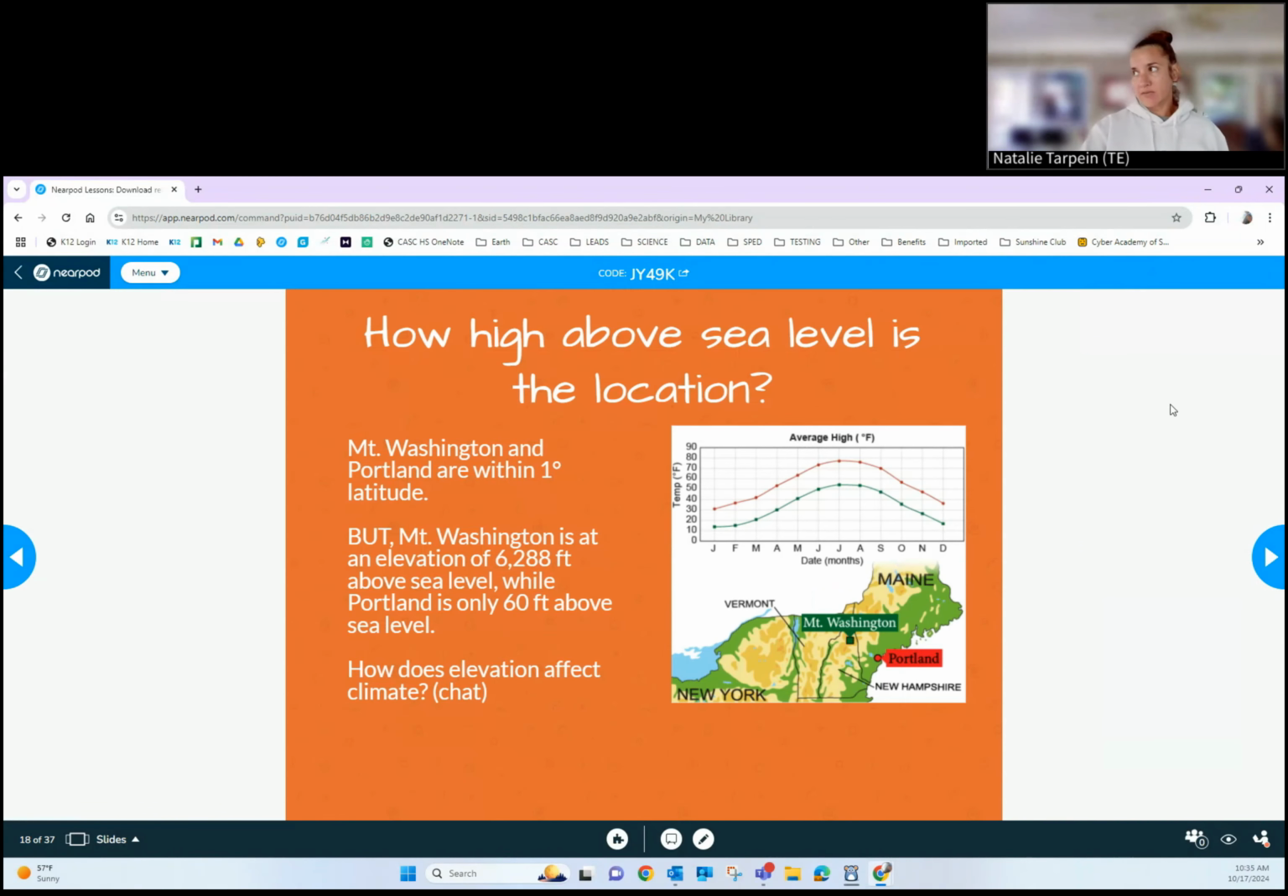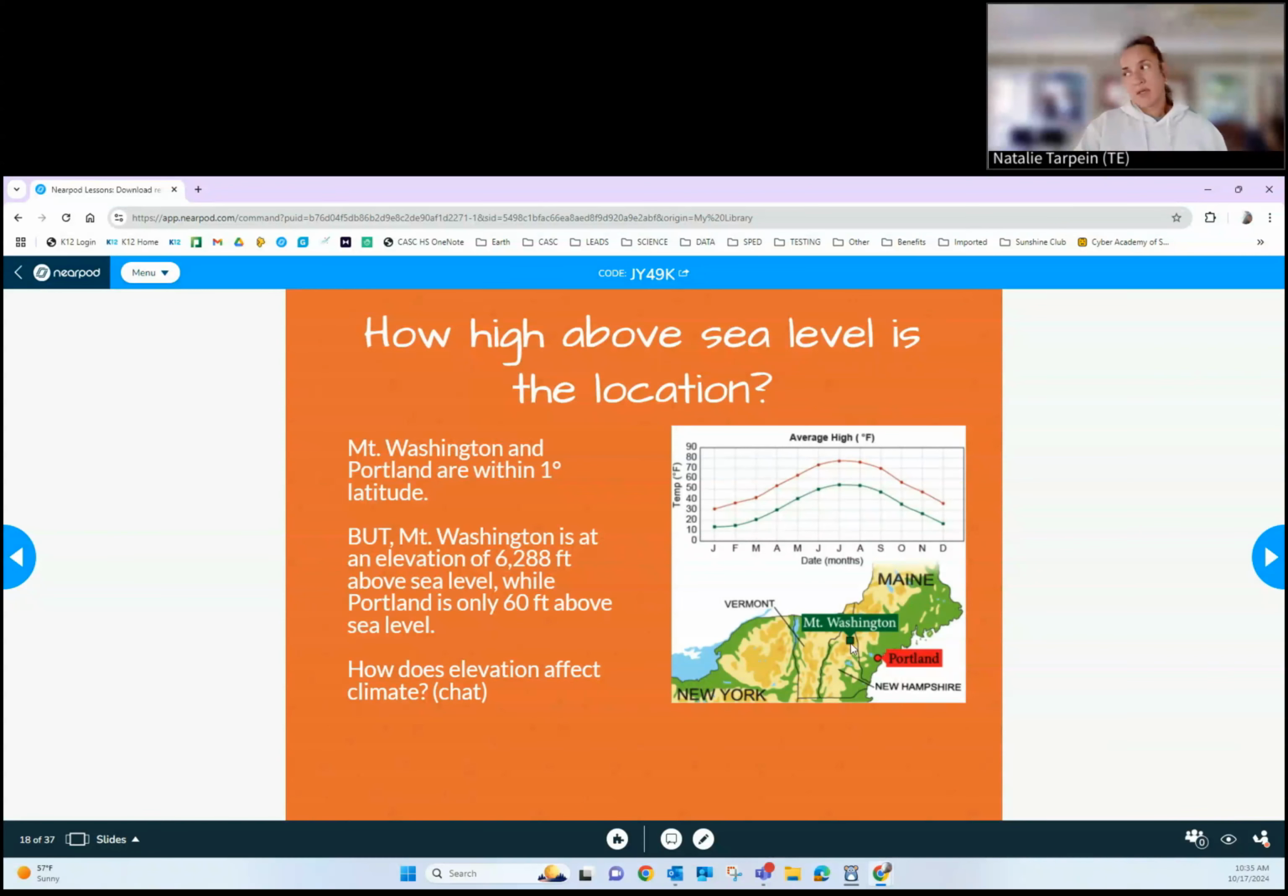And how high above sea level is this location? We've talked briefly at the beginning about elevation. So in this example here, we have Mount Washington and Portland. They're within 1 degree latitude of each other. Mount Washington, though, look, is in the mountains here. This would be the upper Appalachian Mountains. And then Portland, Maine, not Oregon, is just here on the coast of the Atlantic.